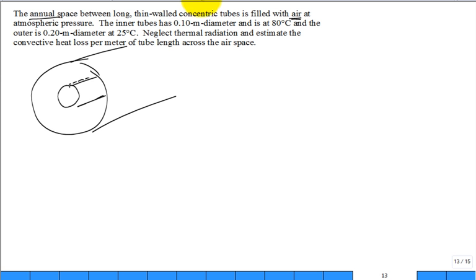The inner tube has an inner diameter D on the inside of 0.10 meter, so 10 centimeters, and a temperature on the inside of 80 degrees C. And the diameter on the outside is 0.20 meter, and the temperature of the surface is 25 degrees C there. Neglecting thermal radiation, estimate the convection heat loss per meter of tube length across the airspace.